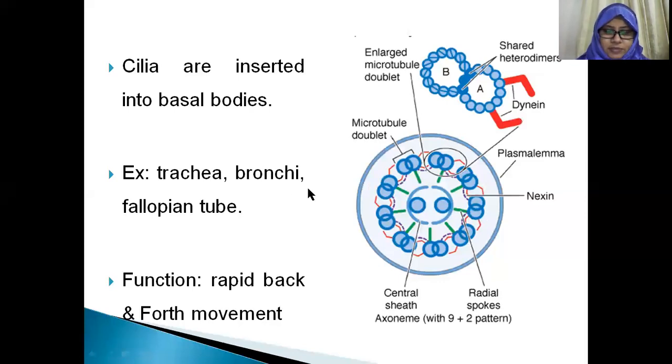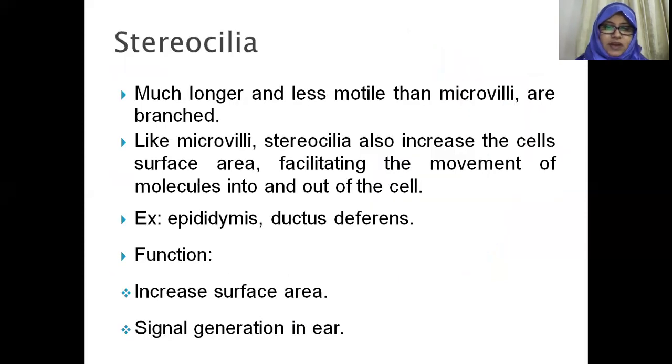Cilia can be found in trachea, bronchi, fallopian tube, and its main function is rapid back and forth movement. Now, stereocilia. These are much longer and less motile than microvilli, and they are branched. Like microvilli, stereocilia also increase the cell surface area, facilitating the movement of molecules into and out of the cell.